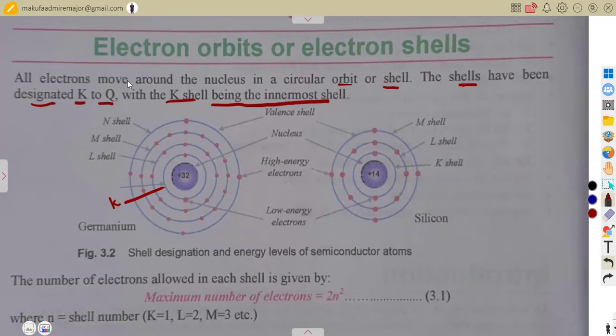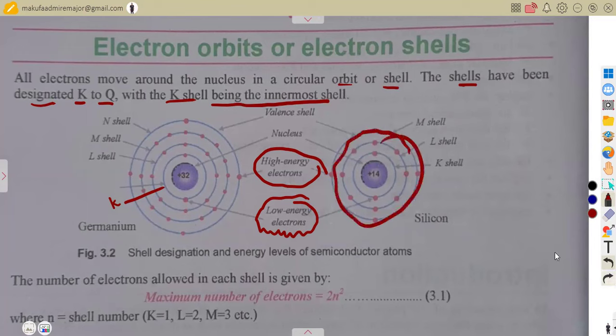As we can see from the concept of our shells from K up to Q, the inner part has the low energy electrons. As you move to the outer part, you reach the valence shell. The electrons on the outer shell are called valence electrons. These are valence electrons.